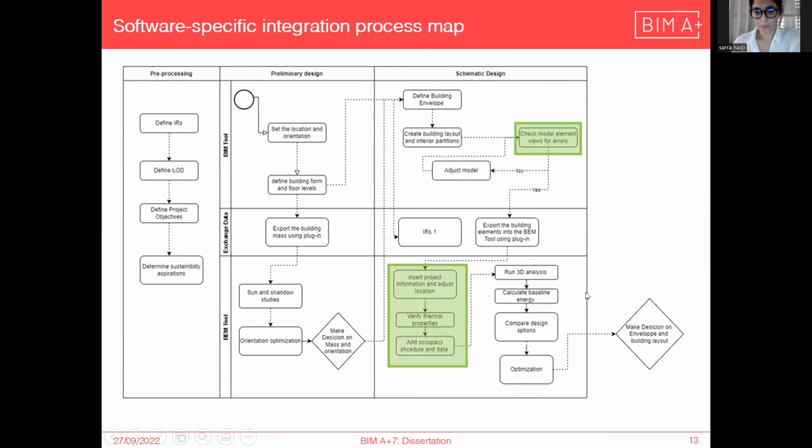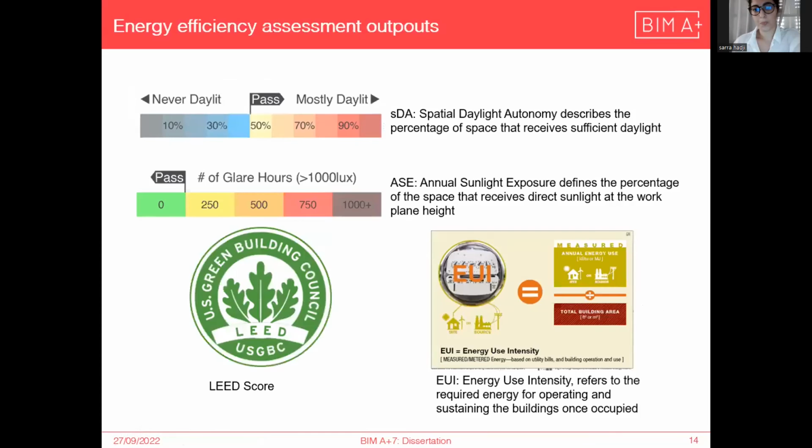And most of the inputs that are related to the location, the thermal properties, the shadows, etc., are directly inserted in the Cove tool. And then I used some outputs that would help me assess how efficient the design is. And mostly they are spatial daylight autonomy, the annual sunlight exposure, LEED score, and the energy use intensity.